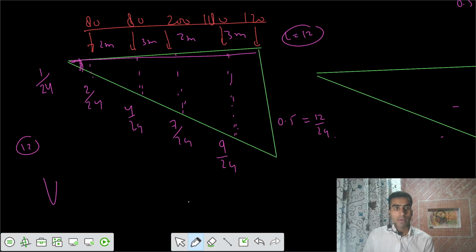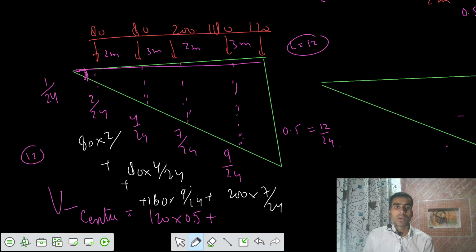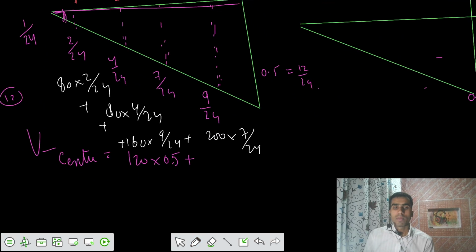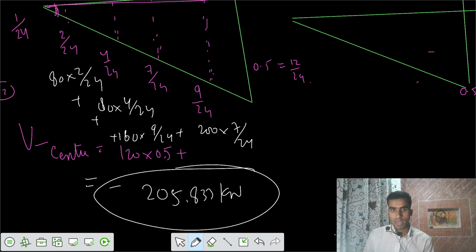Okay, and we can write V negative at section C, that's at center. That is equals to 120 into 0.5 plus 180 into 9 by 24 plus 200 into 7 by 24 plus 80 into 4 by 24 plus 80 into 2 by 24. You can add them, and that is overall negative value of, I would say, 205.833 kilonewton. So this is your negative value of that.